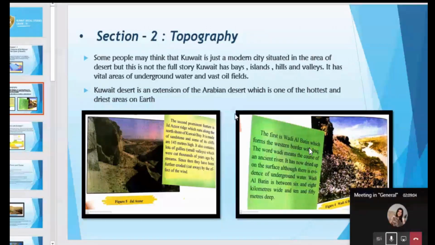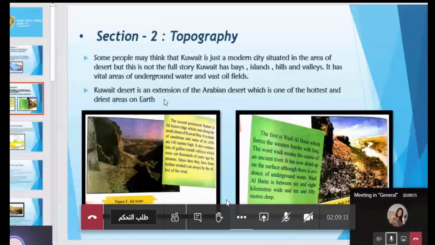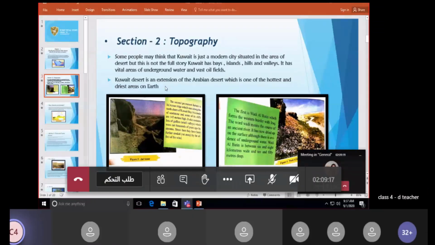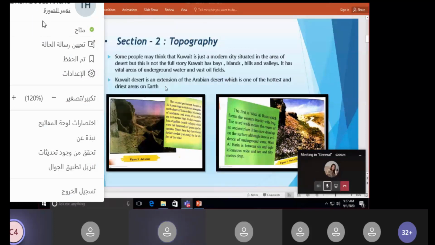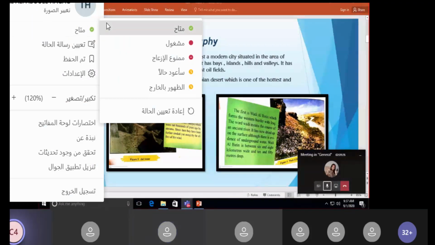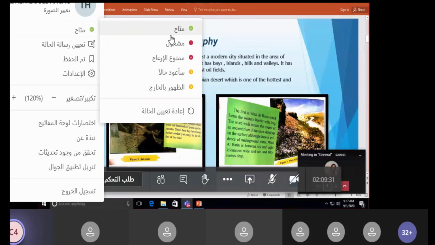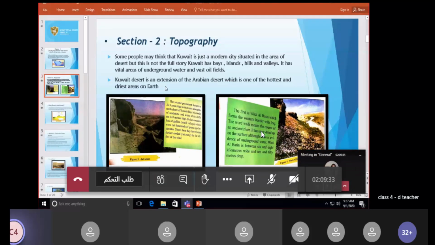Now the Kuwait desert is an extension of the Arabian Desert, which is one of the hottest and the driest areas on the earth. So it's an extension of the Arabian Desert. Kuwait is in the Arabian Desert. It is one of the hottest and the driest areas on the earth. I told you last time, children. Why is it considered one of the driest areas on the earth? Because here, during the summers, the temperature is very high. It reaches up to 50 degrees Celsius. And because of this, it turns the areas into dry areas because of the heat of the sun.